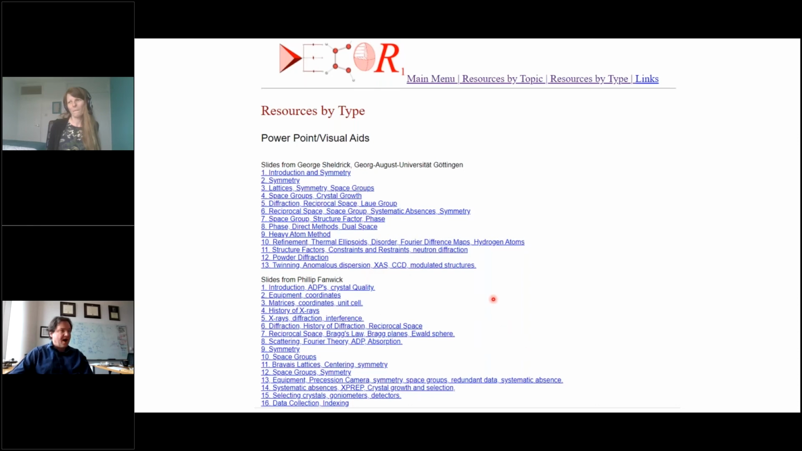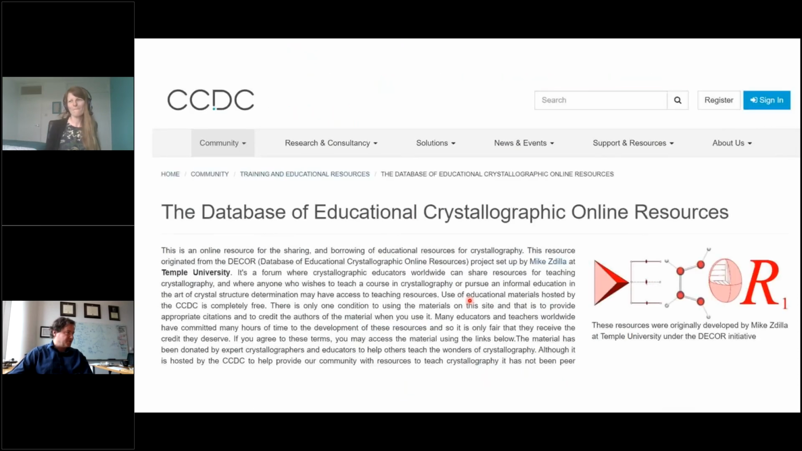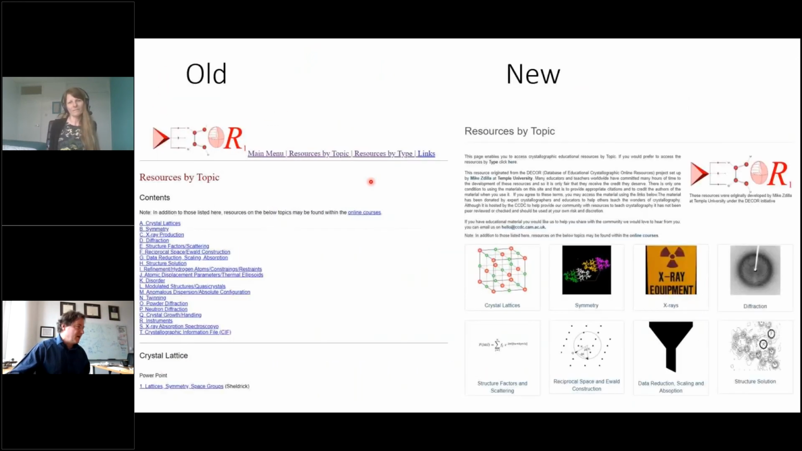But it was really a slog because I didn't have the time and resources to do it myself. And so now I'm really grateful to the CCDC that they've picked it up. So this is, then versus now, what it looks like then and now. And since they've taken over it, it's now getting more entries and more contributors, and it's growing, which is what I always wanted it to do.